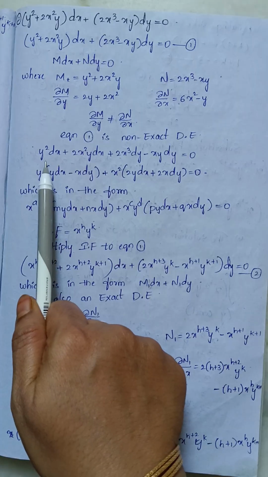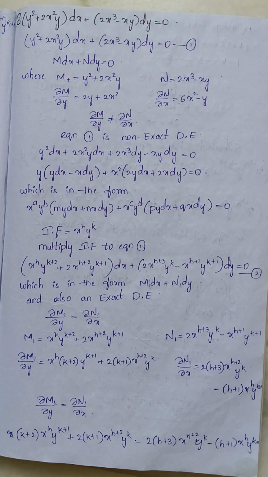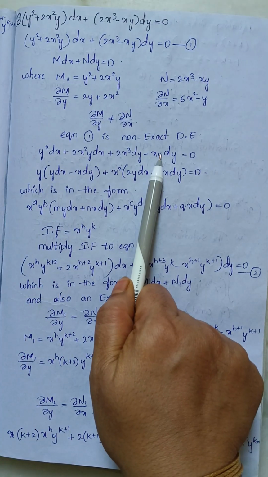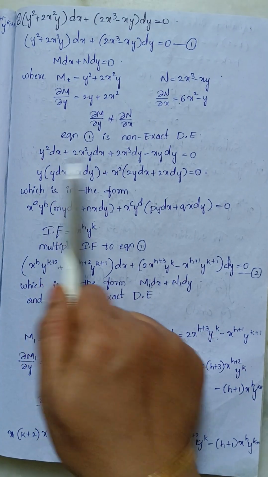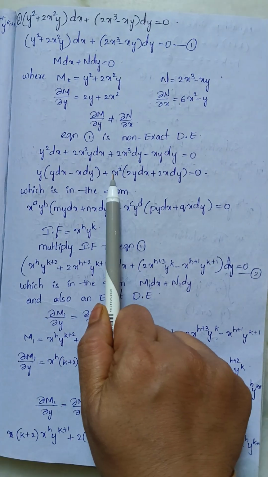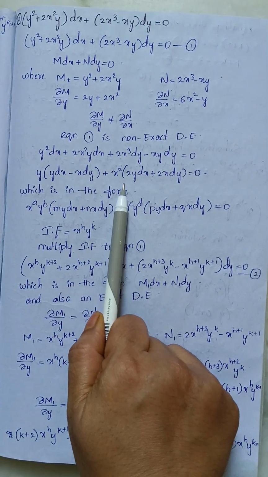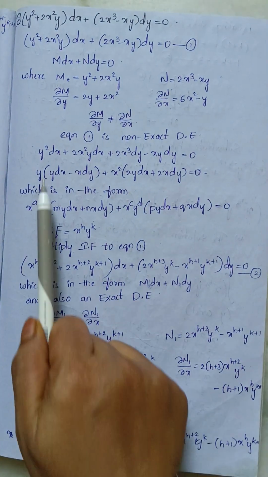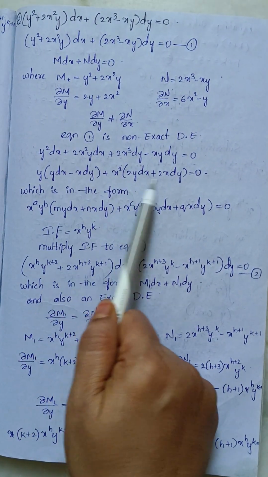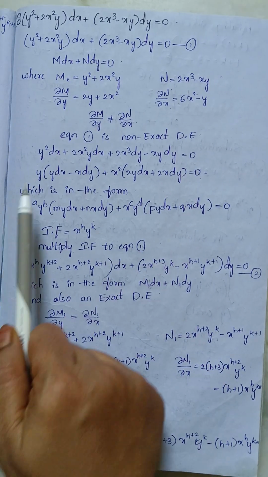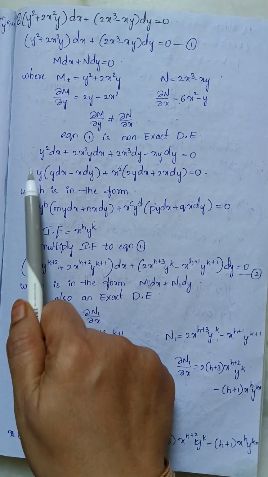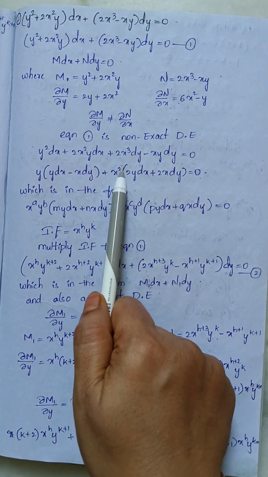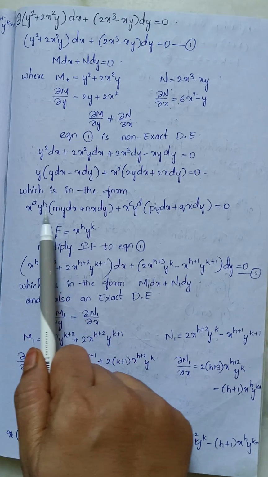After that take this term and this term at a time, like y common here from these two. Then what will happen? y dx minus x dy will come, plus from these two x square taken as common, then 2y dx plus 2x dy. Now it is like which form? y dx plus x dy. Here also y dx plus x dy. And here x power is not there, so x power 0, y power 1 here. And here x power 2, y power 0 will come. So it is like this form.